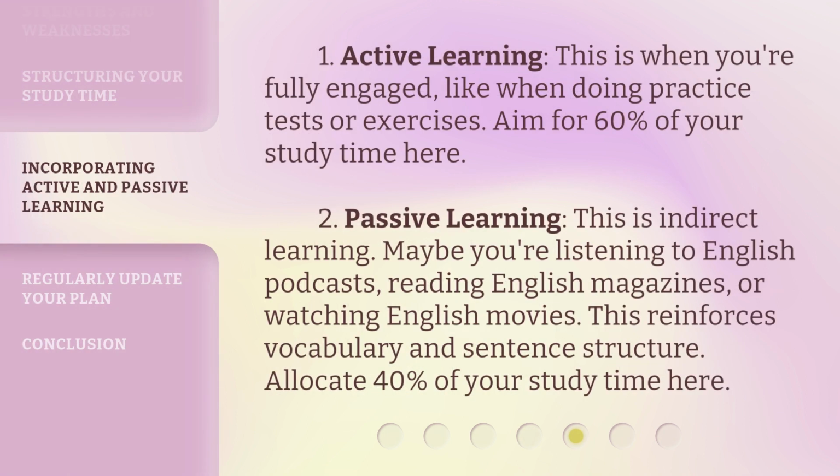1. Active learning. This is when you're fully engaged, like when doing practice tests or exercises. Aim for 60% of your study time here. 2. Passive learning. This is indirect learning. Maybe you're listening to English podcasts, reading English magazines, or watching English movies. This reinforces vocabulary and sentence structure. Allocate 40% of your study time here.